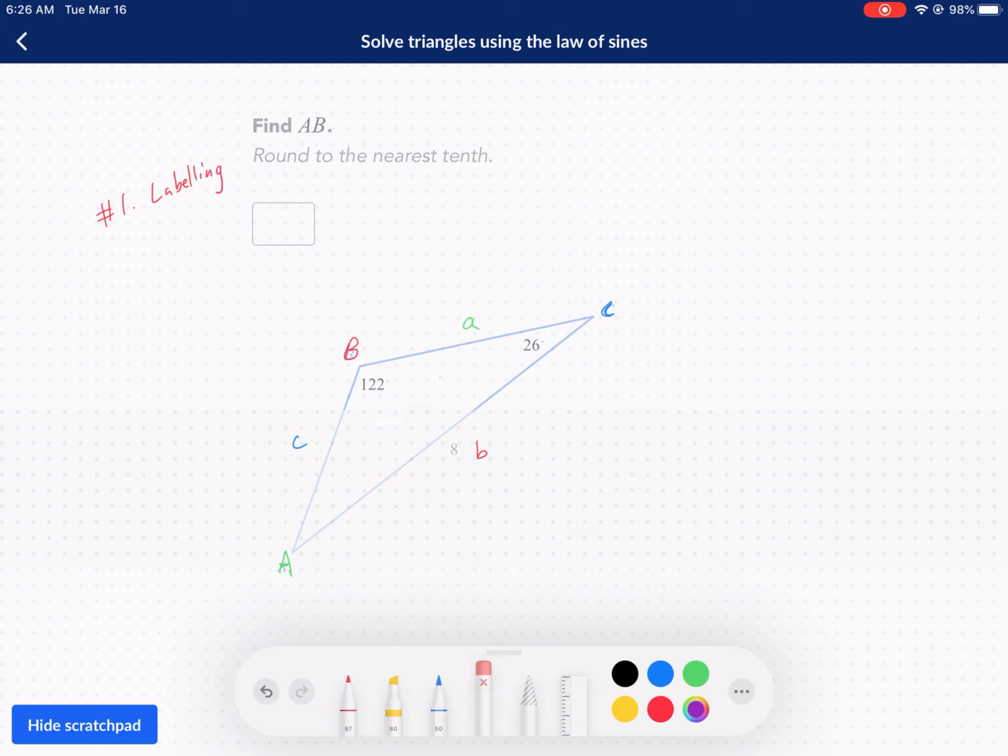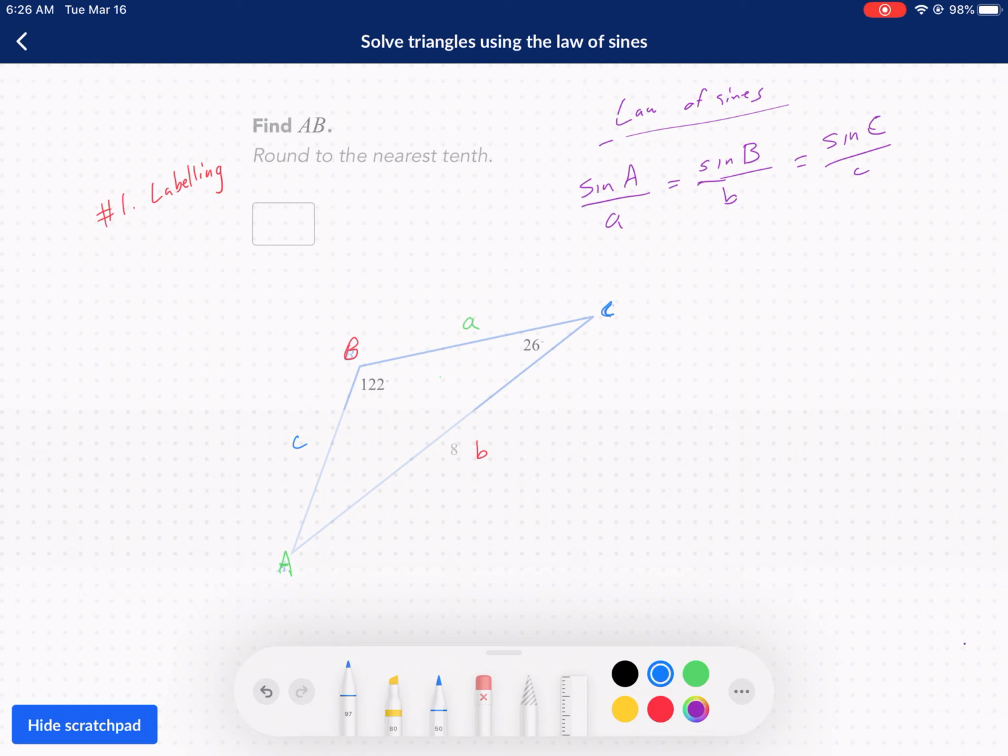Now, let's talk about the actual law of sines. So the law of sines says that the sine of A, the angle, the big A, over its opposite side, little a, is going to be equal to the sine of B, big B, over its opposite side, little b. And also, it's going to be equal to sine of C over its opposite side, little c. So that's the law of sines. That's kind of our proportion that we can set up.